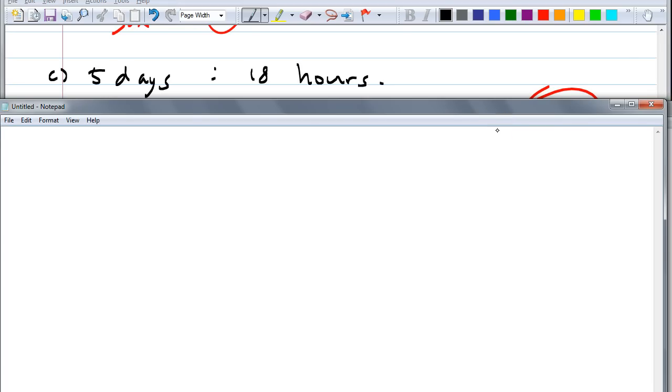Part C. 5 days to 18 hours. Okay. 5 days to 18 hours. Would you write 5 to 18 for this? No, that'll be wrong. You need to convert either days into hours or hours into days, as long as they both have the same units. Which is easier, days to hours or hours to days in this case?